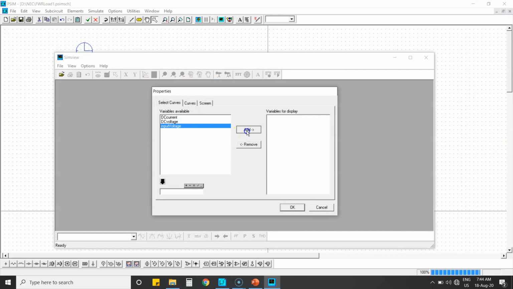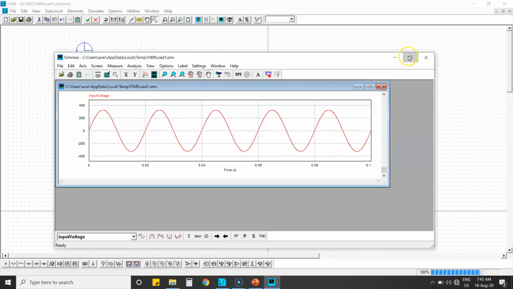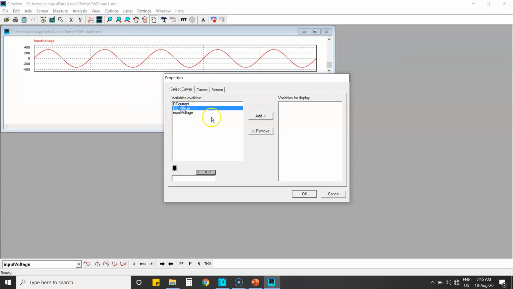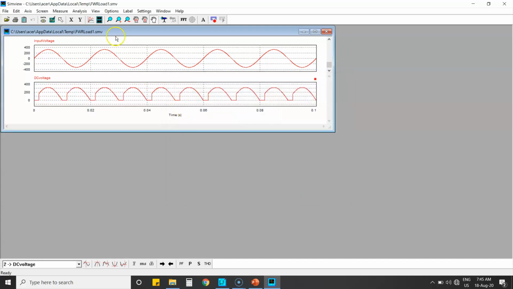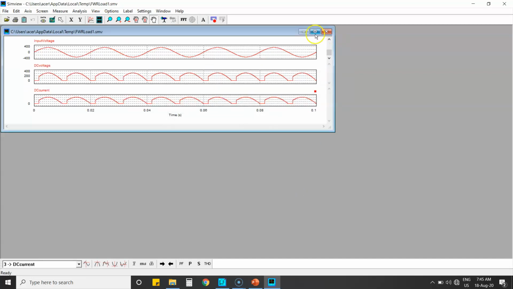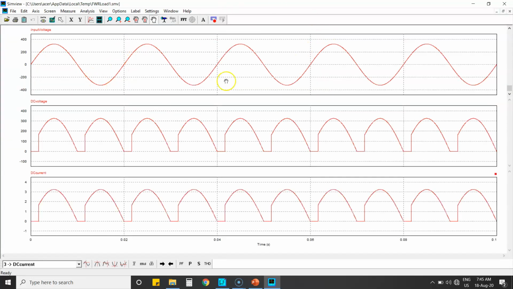This is our input waveform, and add a screen. We need the DC voltage. Again add a screen, we need the DC current. So this is the final output. Here we have our input voltage, our output voltage, and then output current. You can see we have triggered the firing angle at 30 degree for the first half cycle, and then we triggered the angle 210 at the negative half cycle. So we have zero conduction from 180 to 210, and similarly from 0 to 10.